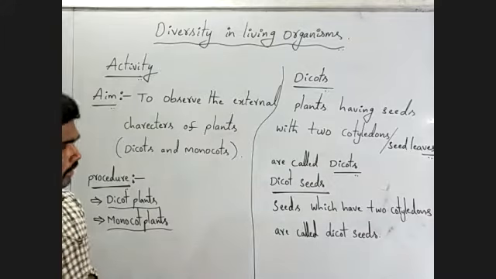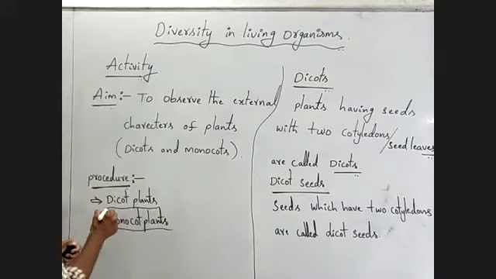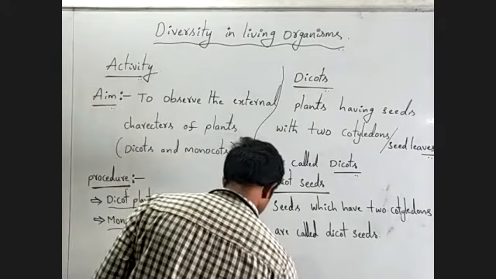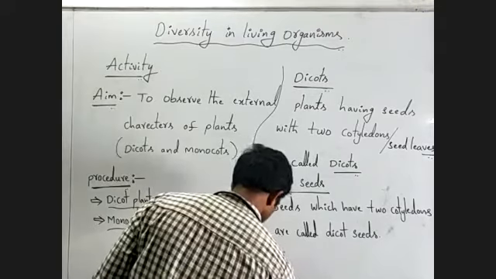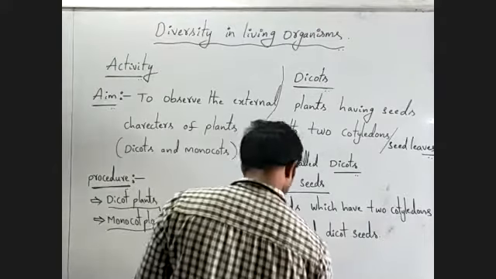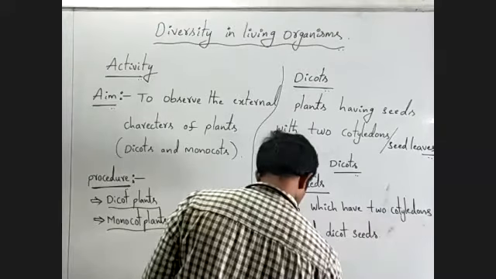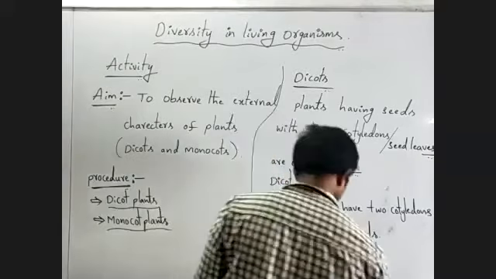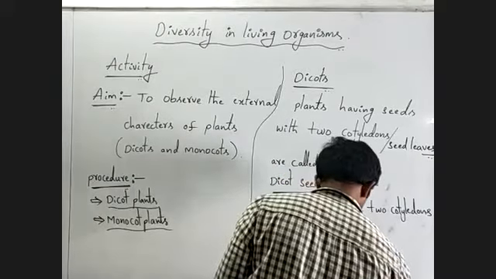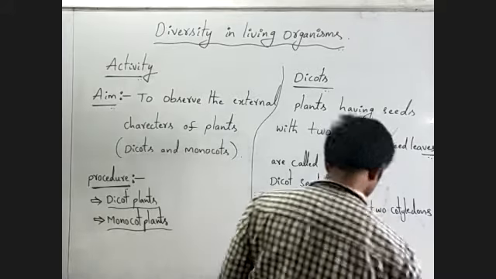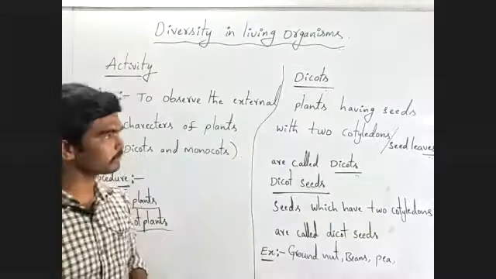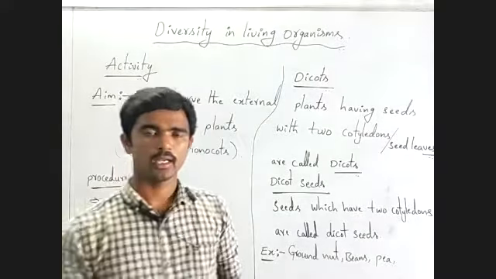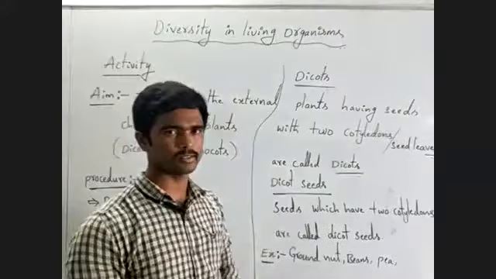Like this, you have to collect these dicot plants. For example, groundnut, beans, pea plant, soybean, neem plants, tamarind. These all are dicots.